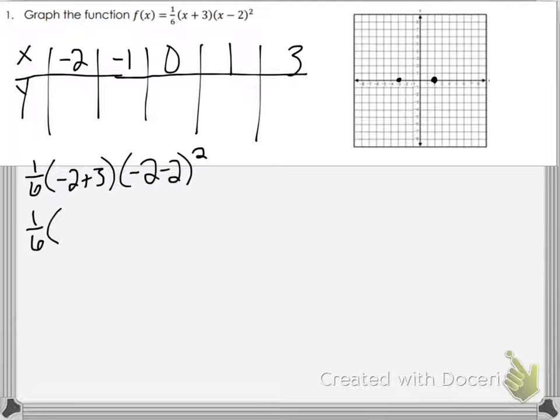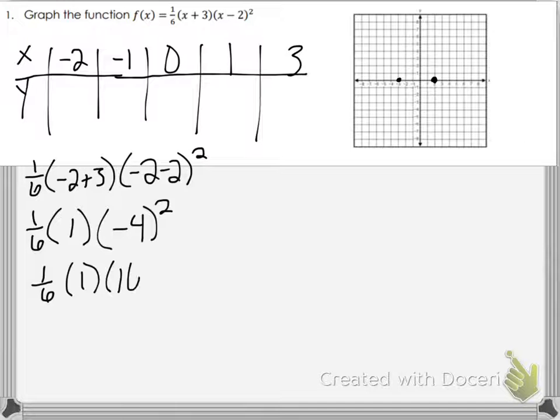What's -2 plus 3? 1. What's -2 minus 2? -4. And what's -4 squared? -4 times -4? 16. Oh, you're right. 1/6 times 1?